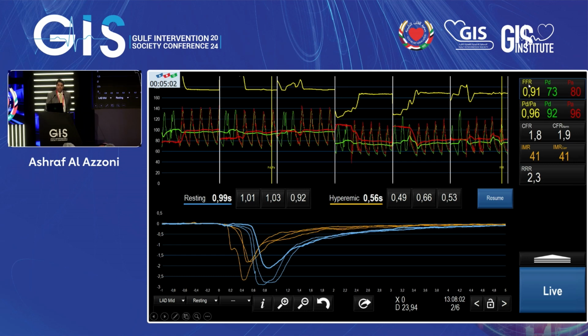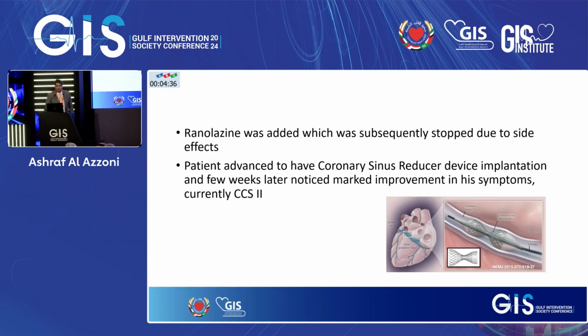When we put the wire down the LAD, the FFR was normal at 0.91, because we knew there was no obstructive lesion in the proximal LAD. But then when we did the physiology assessment with CFR and IMR, CFR was very abnormal at 1.8, and the resistance was very high at 41, indicating that his issue now is not epicardial disease, it is a microvascular structural disease.